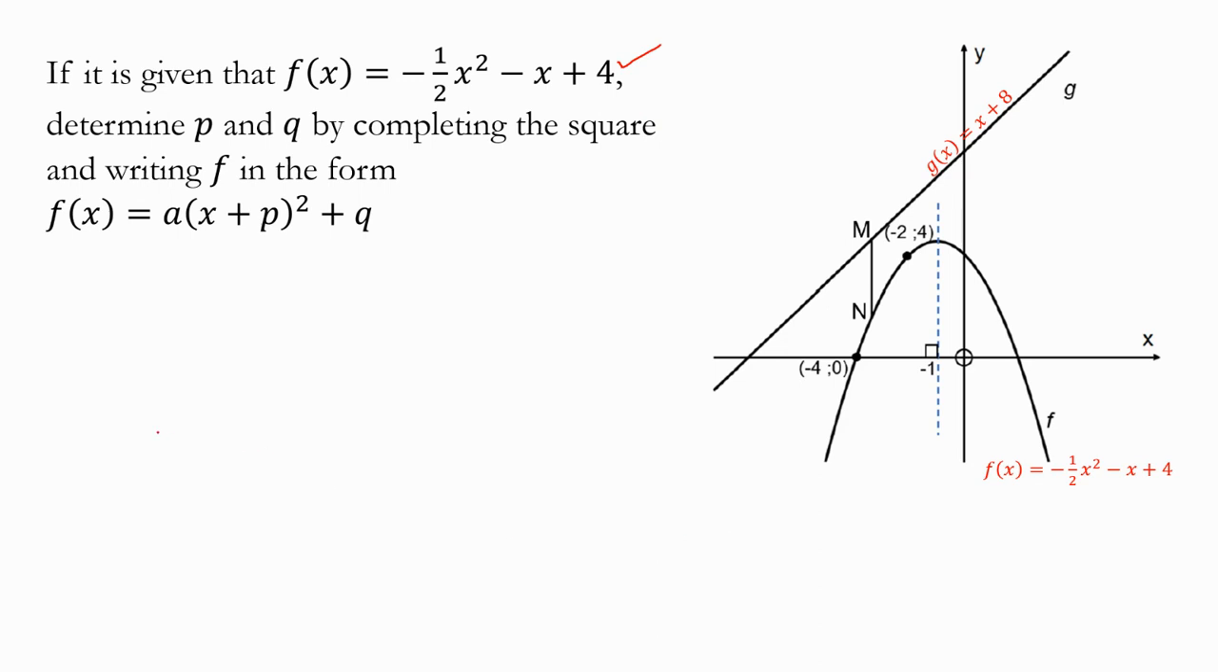p and q by completing the square and writing f in this form. So it means here we have to complete the square. So let's just do that.